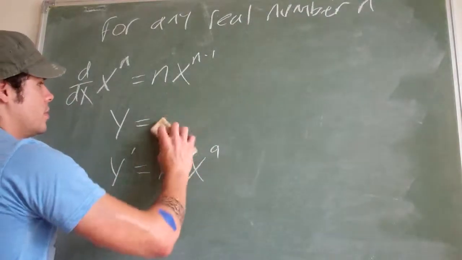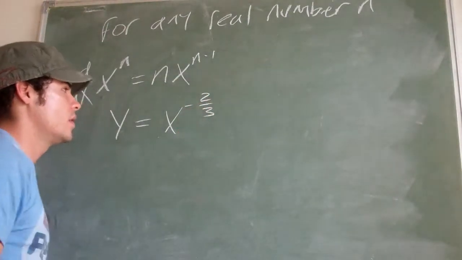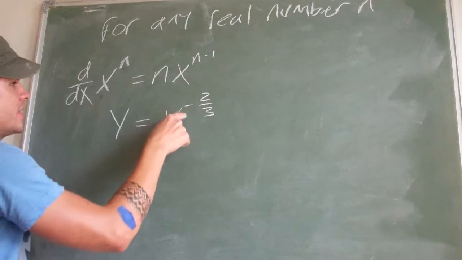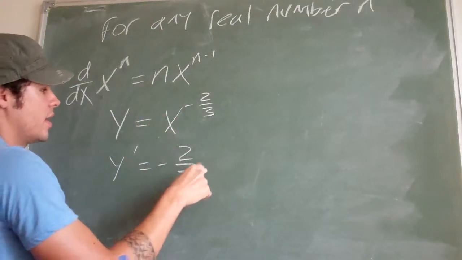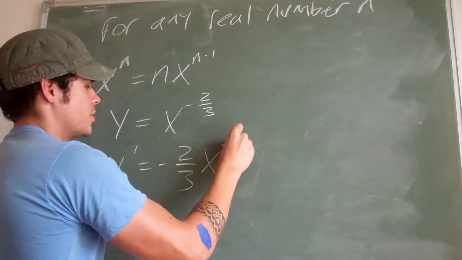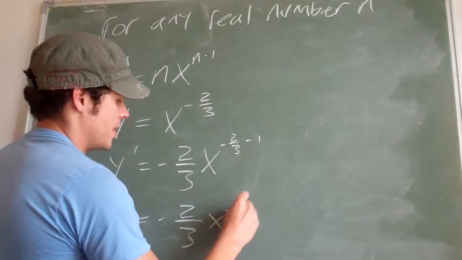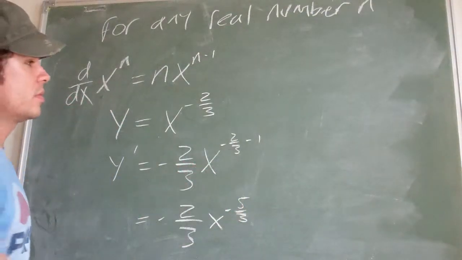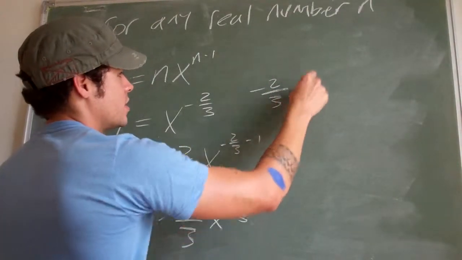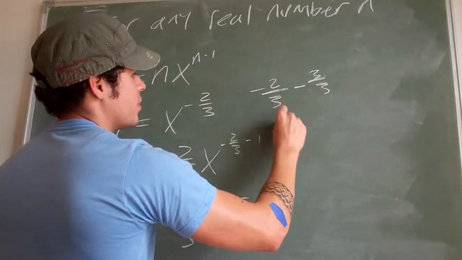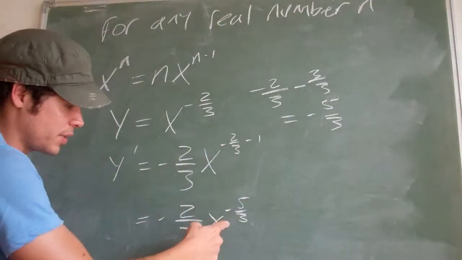Let's say I have y equals x to the negative 2/3. Not a problem. If this is n, y prime is equal to negative 2/3, because remember I brought it to the front, and then x to the negative 2/3 minus 1, which is x to the negative 5/3. Just a little side work to refresh you if it's been a while: I change this to the least common denominator, and we get negative 5/3. And that's what I did here.